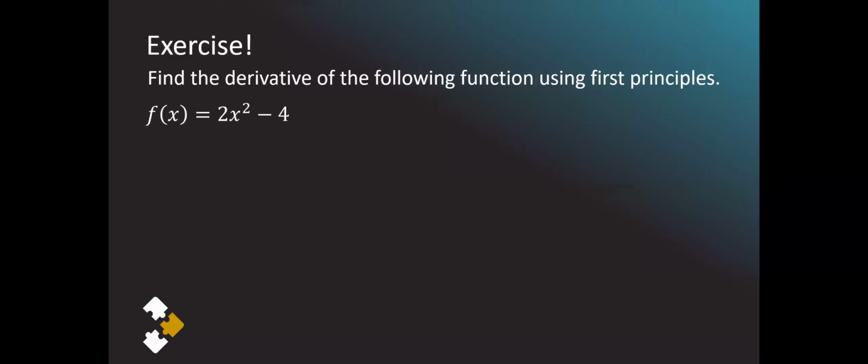Let's quickly look at one more differentiation from first principles. It is saying find the derivative of the following function using first principles. What do we know? We know that our answer at the end must be 4x because we just multiply, right? So this is the power rule. Now, what are we going to do there? f prime of x equals the limit as h approaches 0 of f of x plus h minus f of x, all over h.